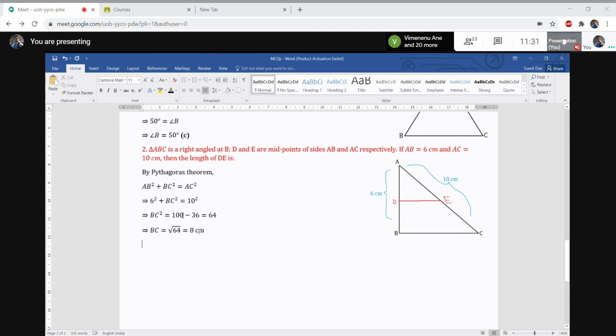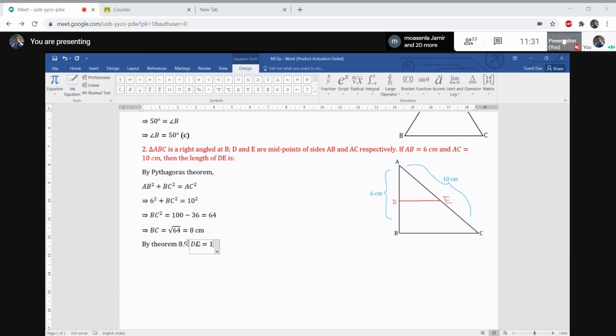Then by theorem 8.9. If you still have confusion, you can check it out. We know DE is equal to half of BC, equal to 1 by 2 of BC. The BC length is 8, so DE is equal to 4 centimeter. So option B is correct.